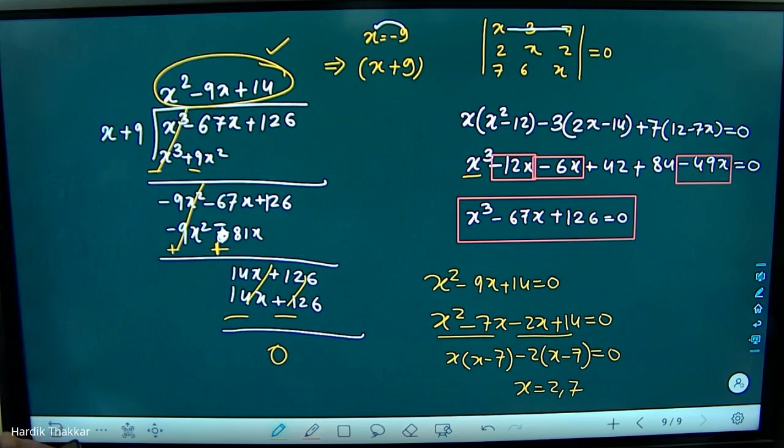Now the next second part, that one, right? Inverse, in which we have to find the inverse. Yes, sir.